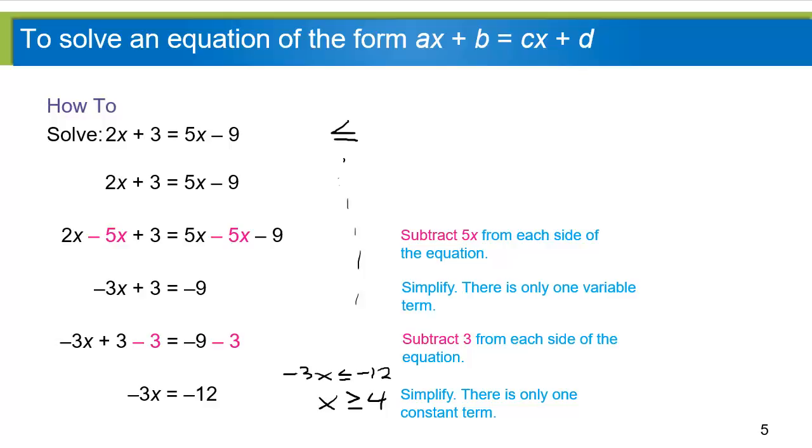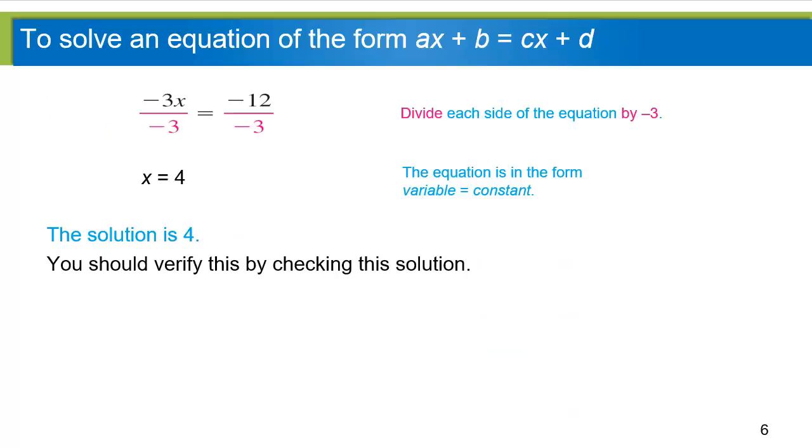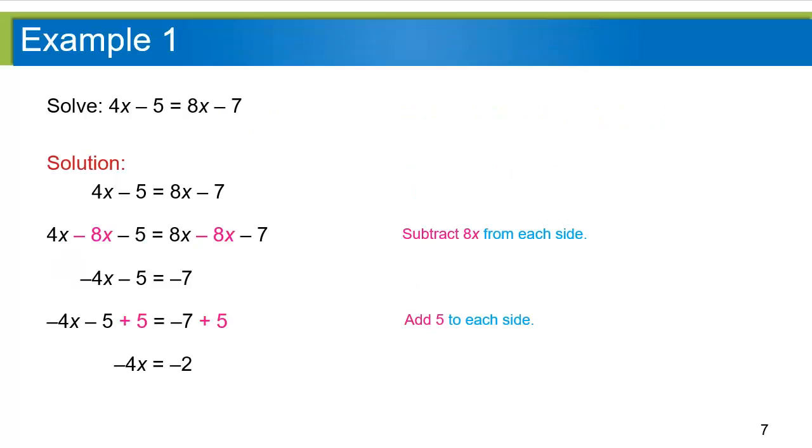Because remember, they'd be switched. So now you would have 12 is less than or equal to 3x. And then when you divide both sides by 3, you get 4 is less than or equal to x, which is the same thing as saying x is greater than or equal to 4. So another piece of advice, try to keep your variable positive whenever you're doing this work. It doesn't matter so much when you have equalities, but when you have inequalities, it can bite you in the butt because you could forget that when you divide by a negative, you've got to flip the sign.